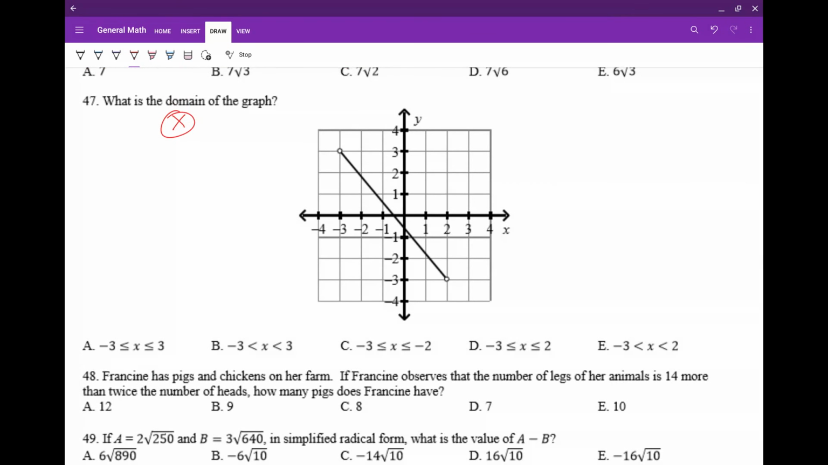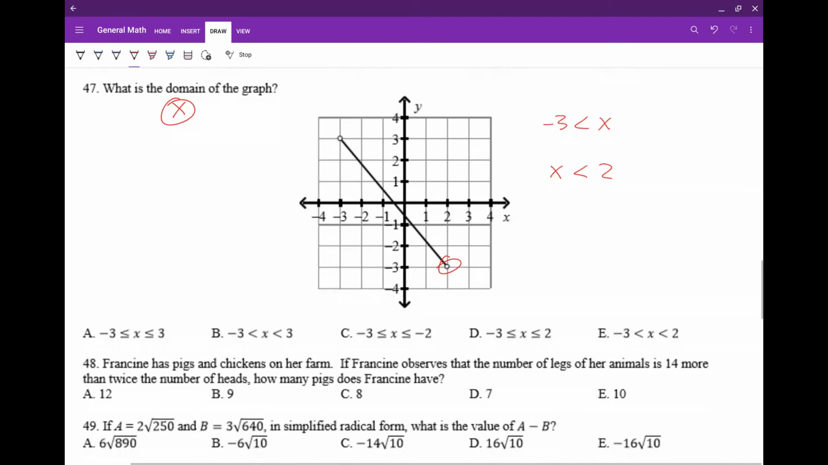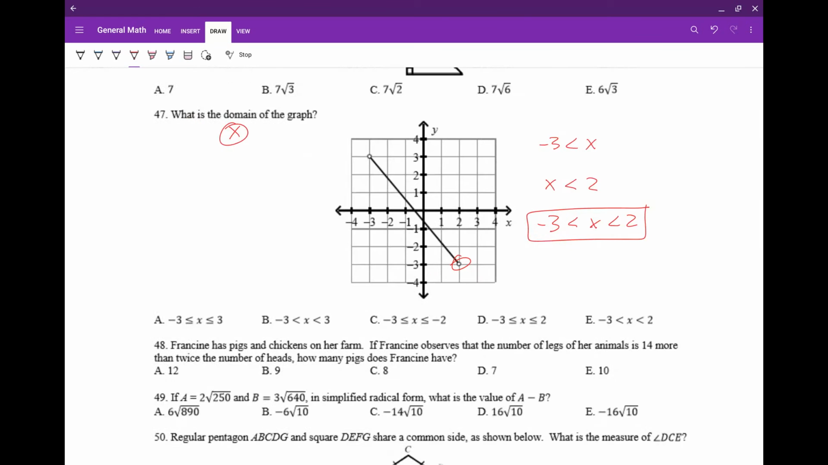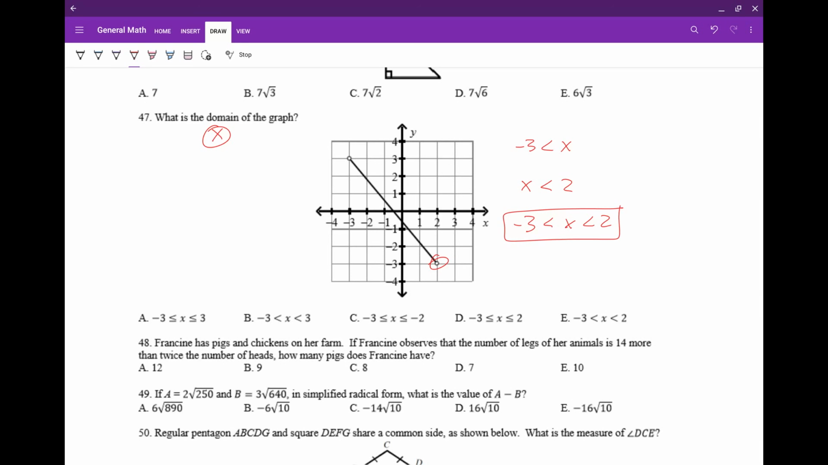is greater than -3, then that symbolizes everything over here. So the x value has to be, I drew that wrong, the x value has to be greater than -3. Over here, the x value has to be less than 2. And so if you combine those, you have -3 is less than x, which is less than 2. And this is how you write the domain of a graph. And that matches answer choice E.